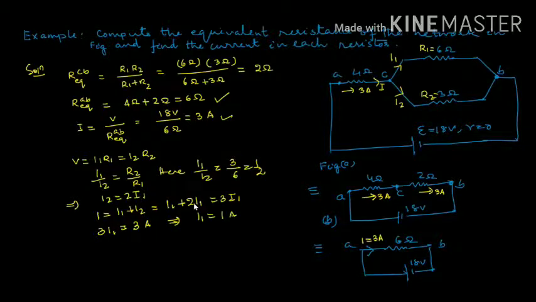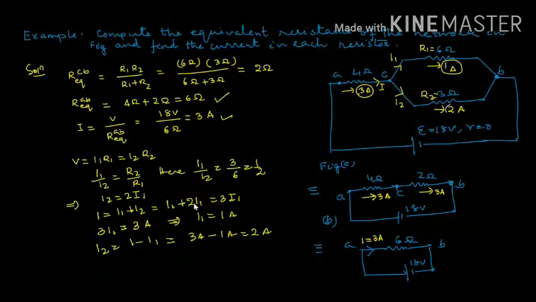So the current through 6 ohm is 1 ampere. And I2 is equal to I minus I1. So I is 3 ampere minus I1 is 1 ampere, so 2 ampere. So the current through 3 ohm is 2 ampere. Thus we get the current through 4 ohm is 3 ampere, the current through 6 ohm is 1 ampere, and the current through 3 ohm is 2 ampere. So this is the answer. Thank you.